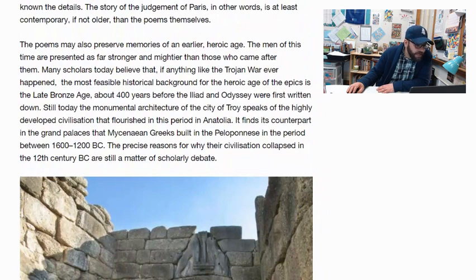The poems may also preserve memories of an earlier heroic age. The men of this time are presented as far stronger and mightier than those who come after them. Many scholars today believe that if anything like the Trojan War ever happened, the most feasible historical background for the heroic age of the epics is the late Bronze Age, about 400 years before the Iliad and the Odyssey were first written down. Still today, the monumental architecture of the city of Troy speaks of the highly developed civilization that flourished in this period in Anatolia.